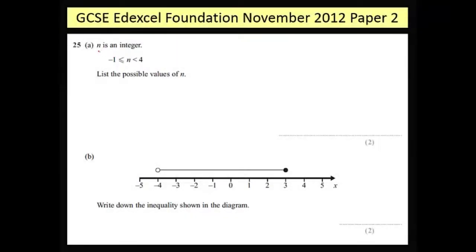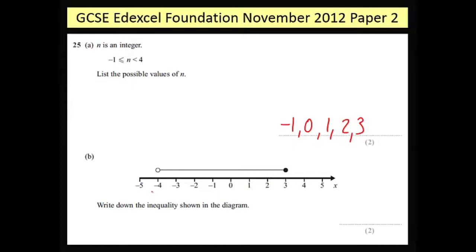In this question on inequalities, we're told that n is an integer, which means a whole number, and that n is in between -1 and 4. But this sign here means it can be equal to -1 because it's less than or equal, and this sign here says less than rather than less than or equal, which means we cannot be equal to 4. So the possibilities here are all of the numbers in between -1 and 4, but not 4 itself. So we have -1, 0, 1, 2, and 3.